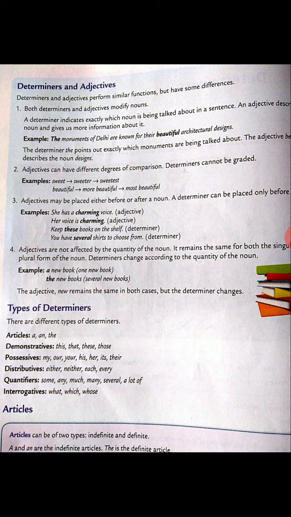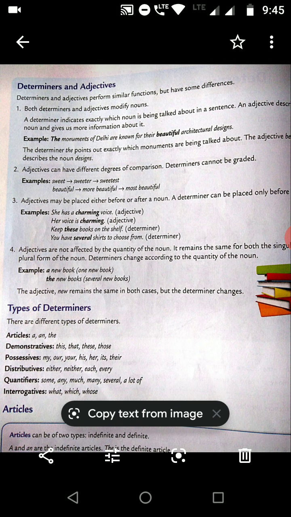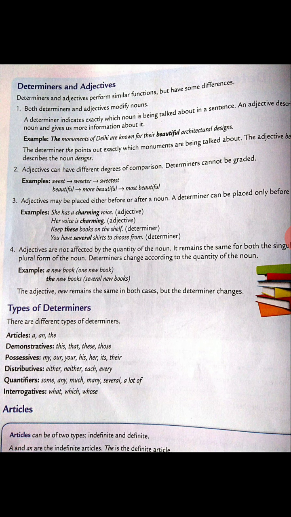Then are known for their beautiful architectural design. And now we are using beautiful, which is an adjective. We are describing those monuments. That noun, that is, the monument, is described here by the adjective. The determiner the points out exactly which monuments are being talked about here. The adjective beautiful describes the noun designs.